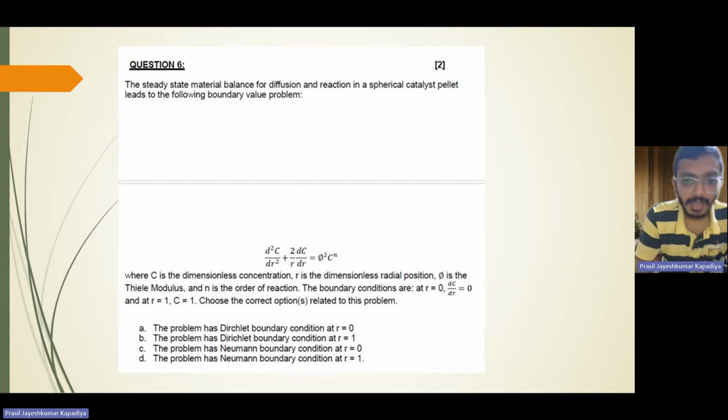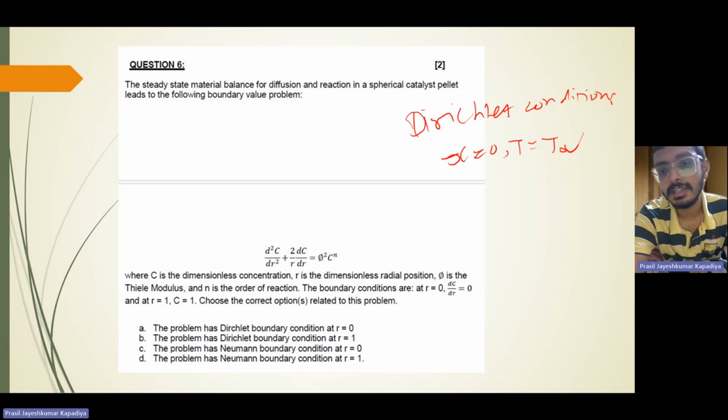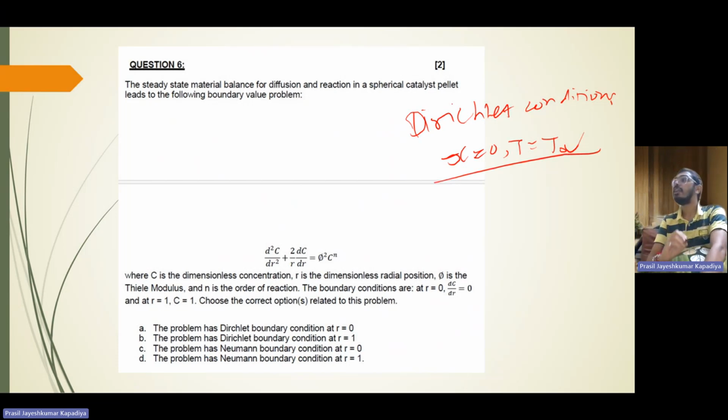So the problem has a Dirichlet boundary condition at r is equal to 0. Okay, let's first remember what the Dirichlet condition is: at x is equal to 0, t is equal to t x. This is called the Dirichlet condition. The value of the dependent variable is given at a particular surface.